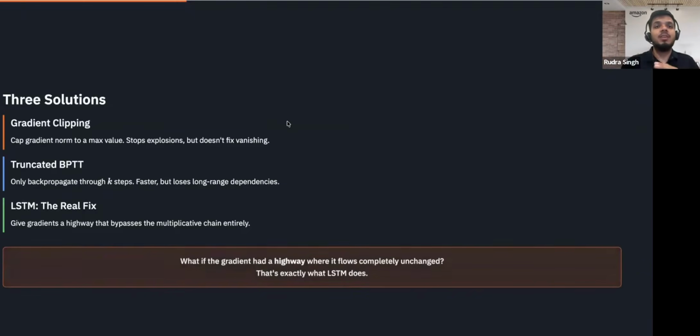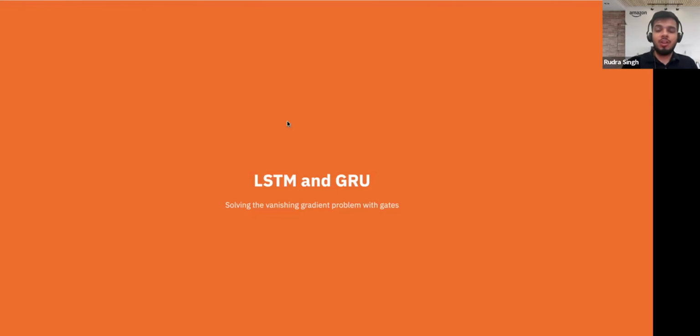And that's exactly what LSTMs build. They build a gradient highway, and that's what we are going to learn next. So let's start with LSTMs and GRUs now. In this section, we'll try to first understand what LSTMs are, how are they built, what problems are they solving, and then we'll move on to GRUs. So let's start with LSTM first.